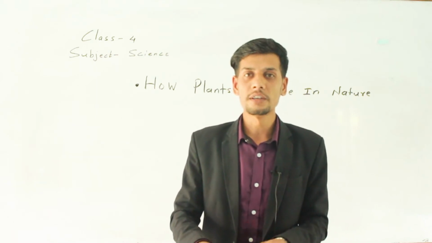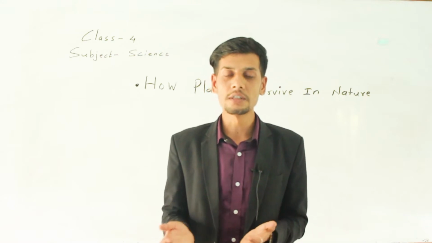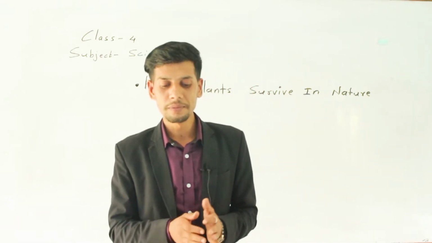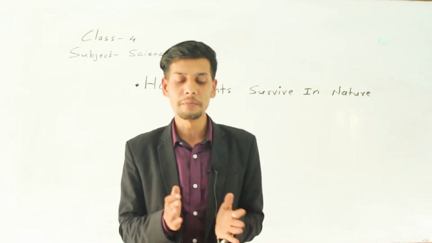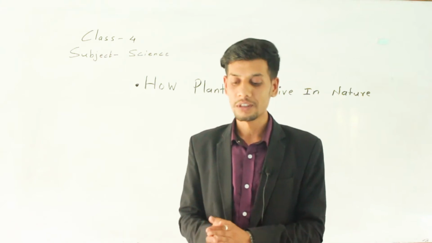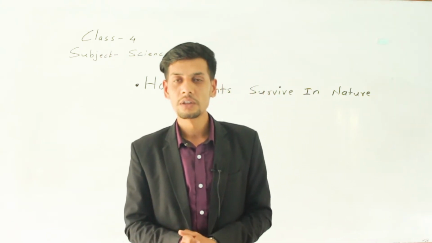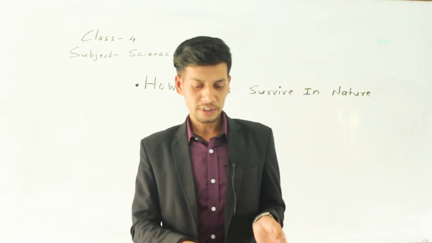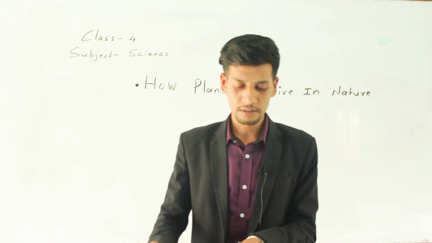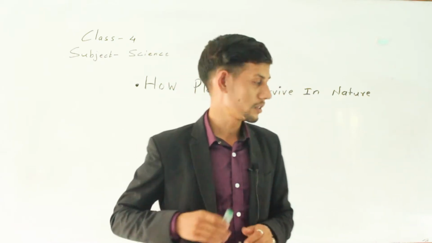So let us recall that in the previous class, we discussed different types of plants. The plants are mainly divided into three groups. They are herbs, shrubs, and trees. So students, do you know what type of plants are called herbs?